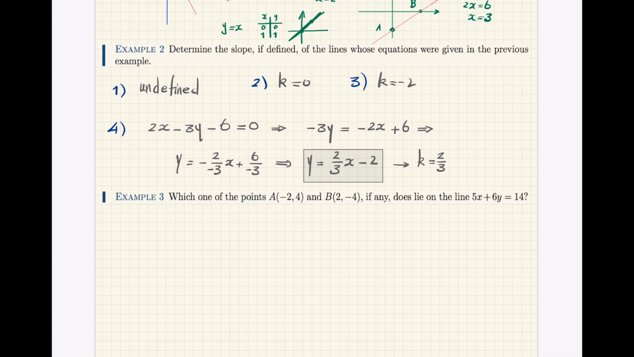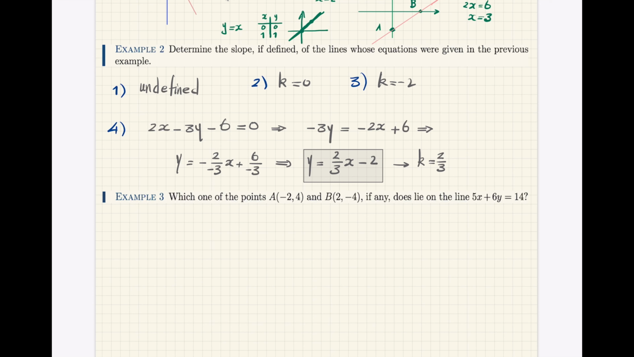But can you tell me the strategy? If you see this question, how can you answer it analytically? Move 14 to the other side, and then put in the point, -2 to x and 4 to y, and then if it gets 0, then it's on the line. Yes, exactly, but you don't need to move anything around. If you do it, it is not wrong, but it is unnecessary.